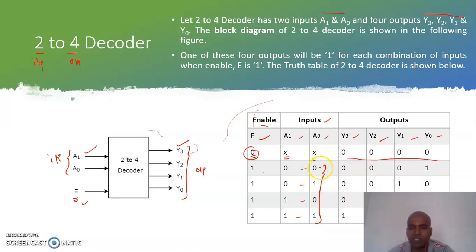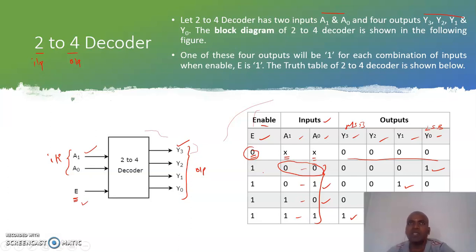For the first combination, 00, the output is 1 at the LSB side. That is, Y0 is the lowest position, the LSB position, and this is the MSB position. So 00 is always the lowest value, and for this lowest value the output is on the LSB side. When the next combination is 01, the next higher output is equal to 1. When 10, the third output is equal to 1. And for 11, the MSB output is equal to 1. In this way we construct the truth table.